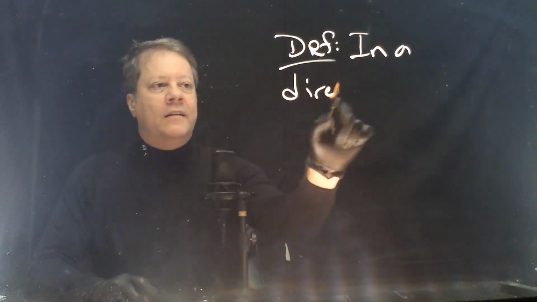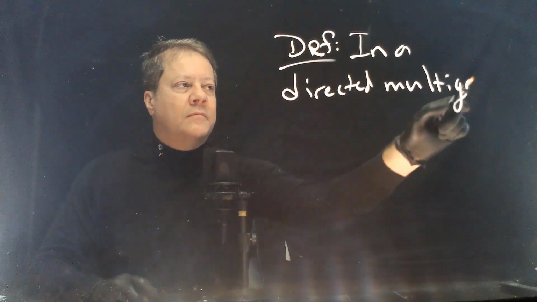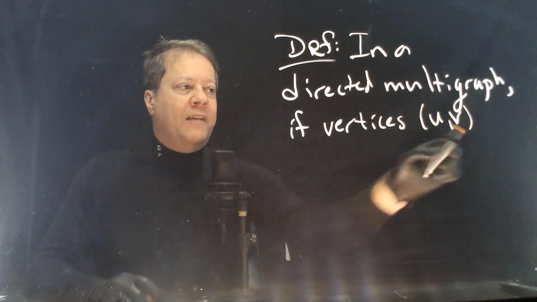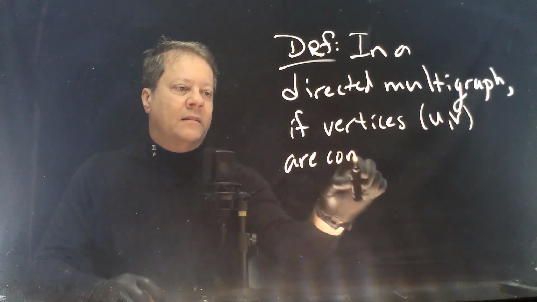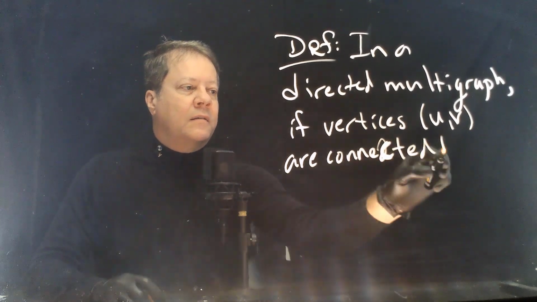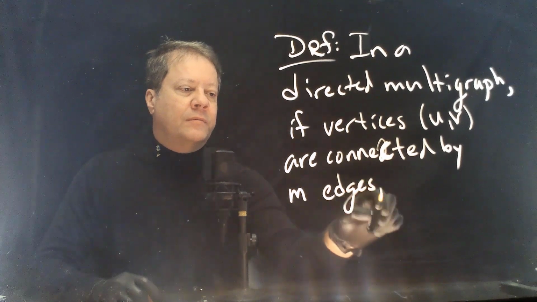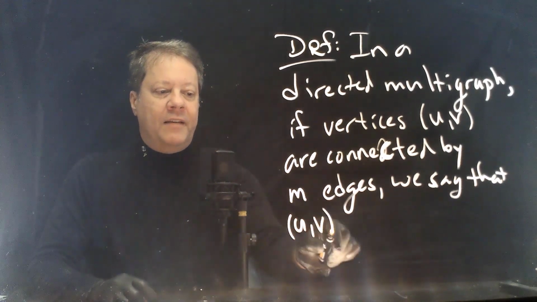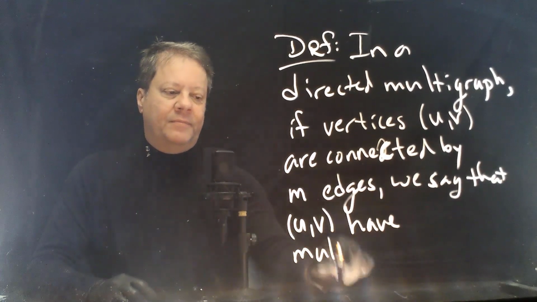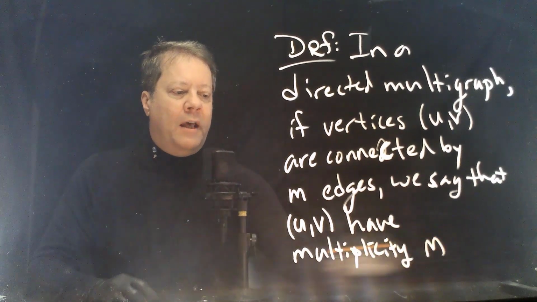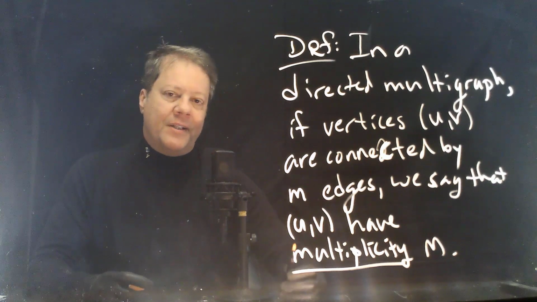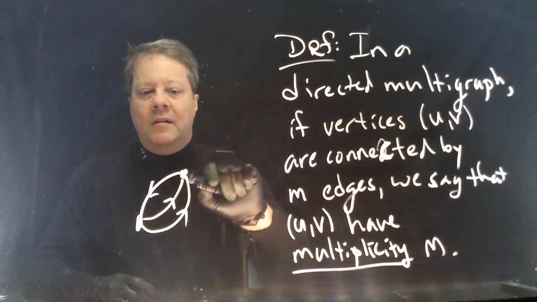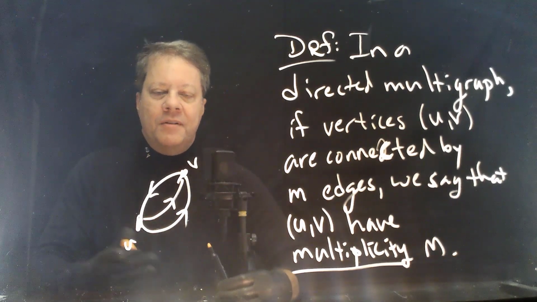In a directed multigraph, if vertices u and v are connected by m edges, we say that vertices u and v have multiplicity m. So the multiplicity of a pair of vertices is the number of edges that connect them. So you can have vertices u and v connected by 3 edges, so this would have multiplicity 3.